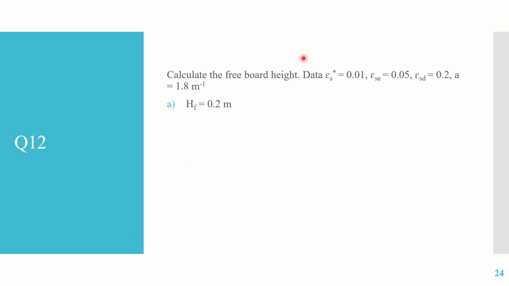So we are asked to find freeboard height HF. So option A, it is 0.2 meter. Option B, it is 1.05 meter. Option C, it is 0.87 meter. Option D, it is 0.50 meter. So yeah, we'll solve this.